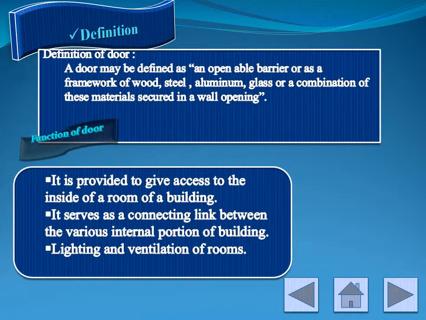Then we move to the next one, which is the function of a door. We have a lot of functions here, but we have highlighted just three. It is provided to give access to the inside of a room of a building. The second one is it serves as a connecting link between the various internal portions of a building. And the third one, which is the last one here, is the lighting and ventilation of rooms.